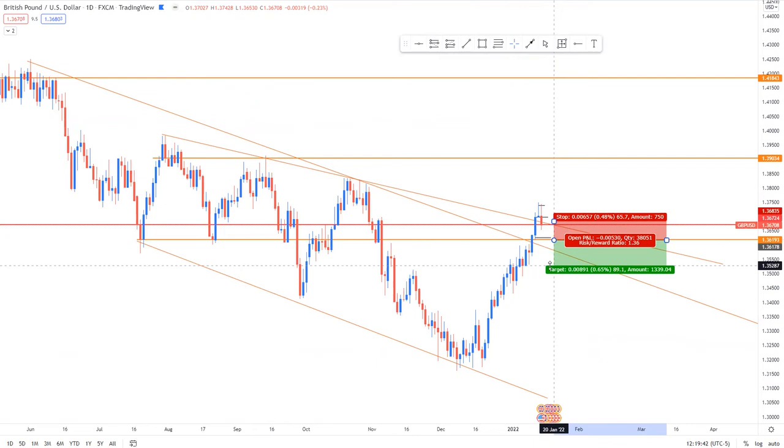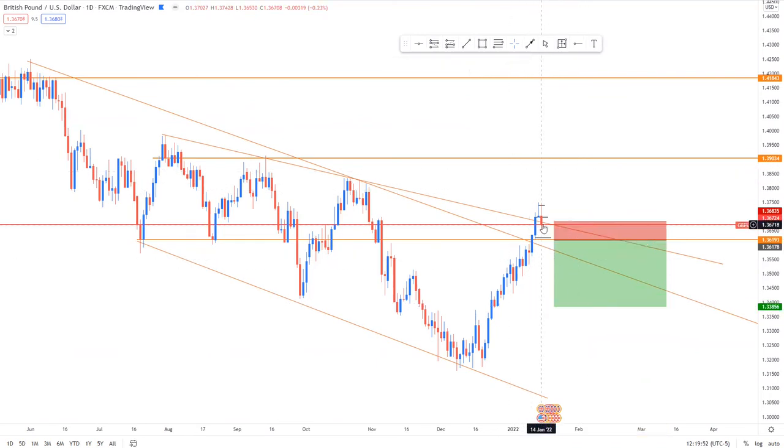Take profit. First one here, 135.30. Second one, 134.80. And last one, 133.80. This is where I will be looking for shorts.